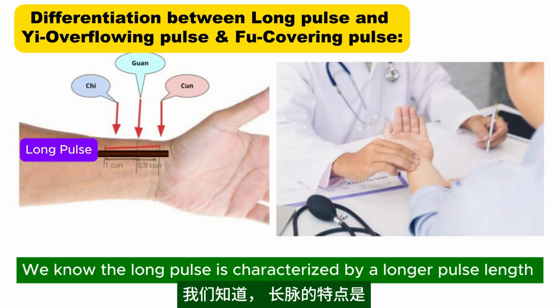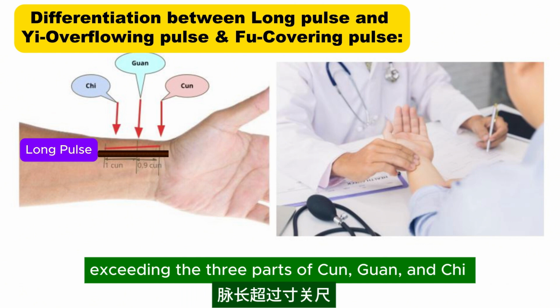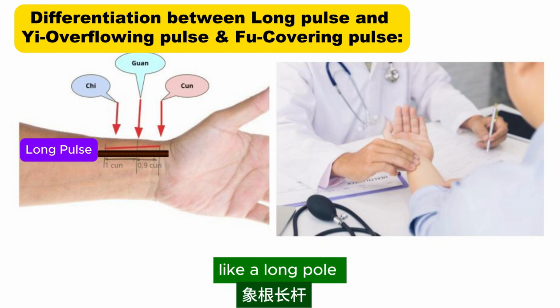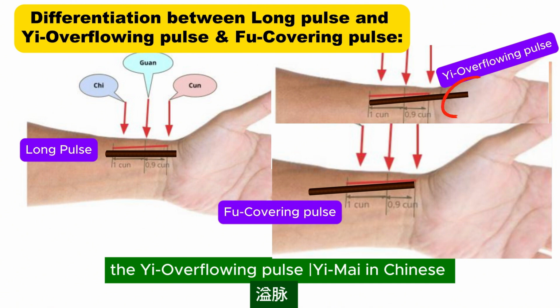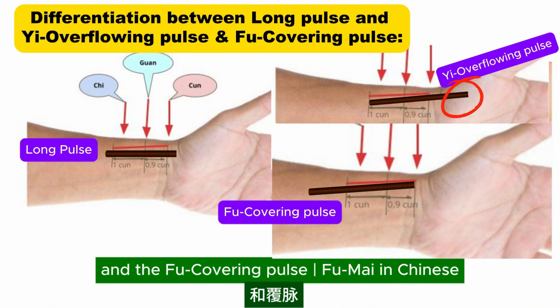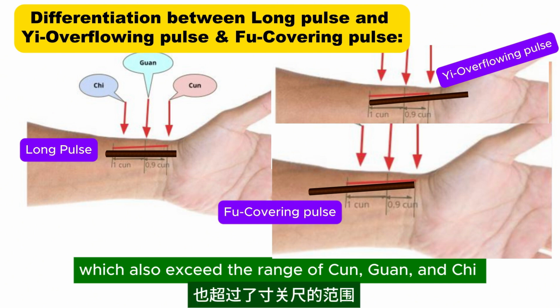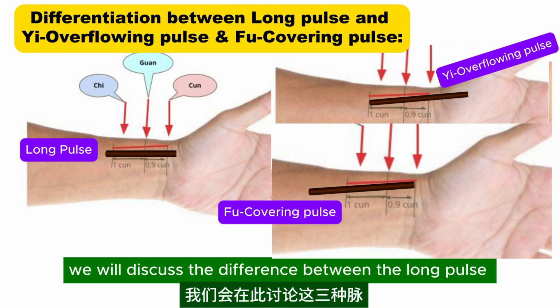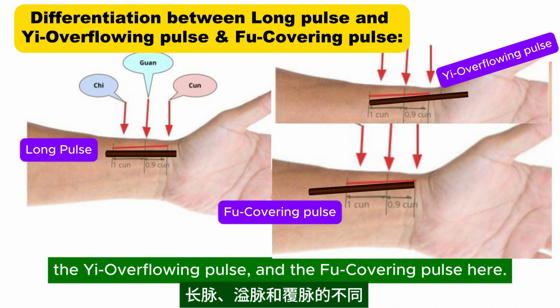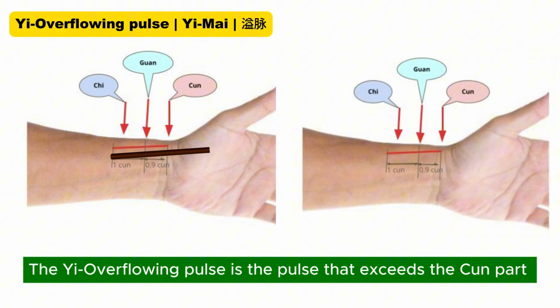Differentiation between long pulse and Yi overflowing pulse and Fu covering pulse. We know the long pulse is characterized by a longer pulse length, exceeding the 3 parts of chun, guan, and chi, like a long pole. There are 2 other pulses, the Yi overfloating pulse, Yi Mai in Chinese, and the Fu covering pulse, Fu Mai in Chinese, which also exceed the range of chun, guan, and chi. As these 3 pulses are similar in morphology, we will discuss the difference between the long pulse, the Yi overfloating pulse, and the Fu covering pulse here.